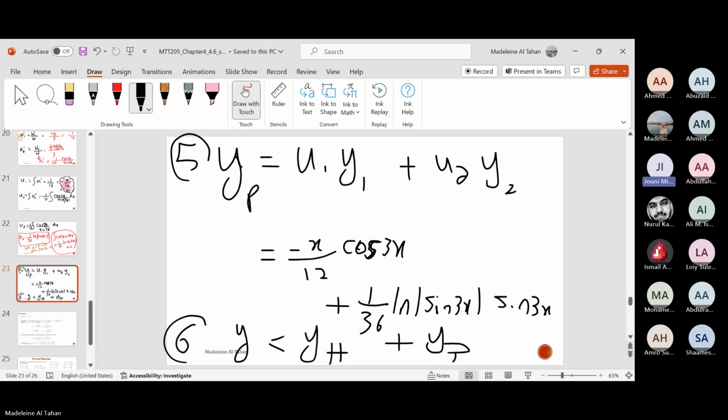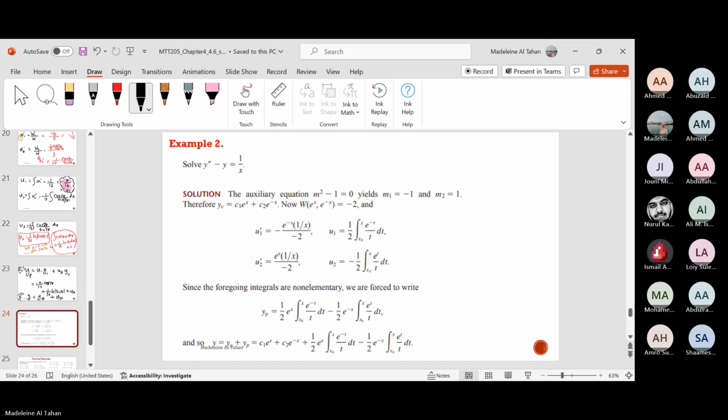Here, do we need to check for independence? No, for sure they are independent, miss. The Wronskian is not equal to 0, and yp is designed in a way to be independent. So no need to check independence. We just add them up. Any questions? Yeah.